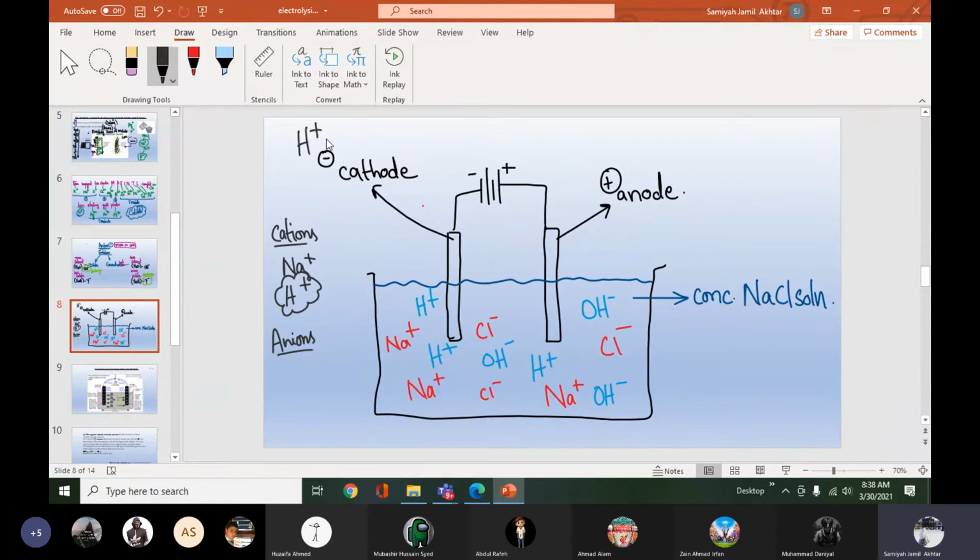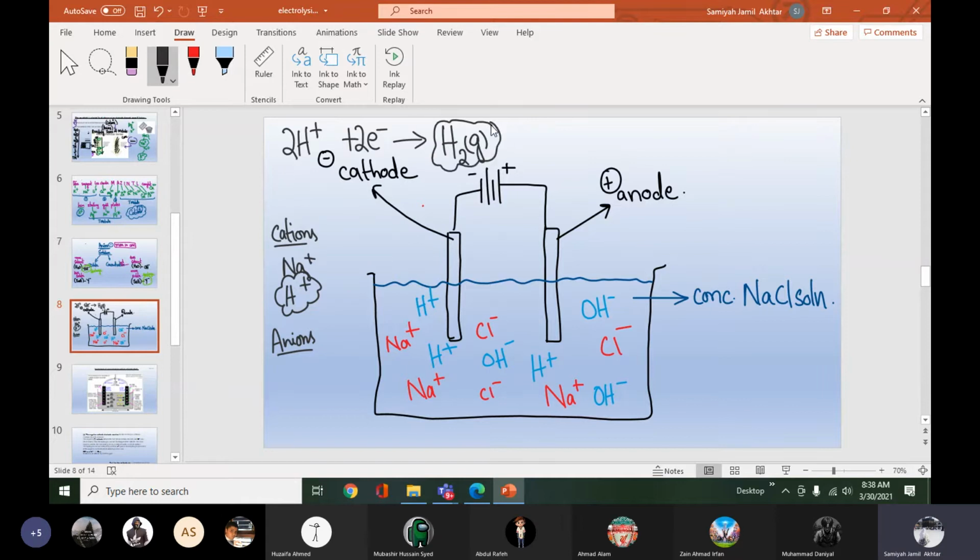When hydrogen discharges, it goes to the cathode. Hydrogen ion, positive, means a shortage, a deficiency of electrons. So hydrogen will gain an electron and become H. But this equation is incomplete because hydrogen is diatomic, so to balance it we take 2 hydrogen ions. 2 hydrogen ions will gain 2 electrons and become hydrogen gas.